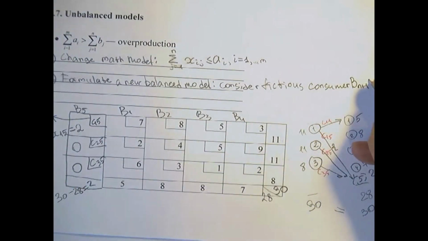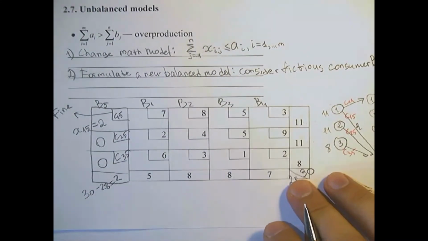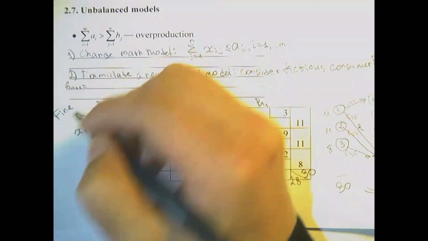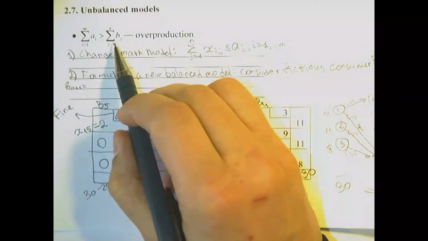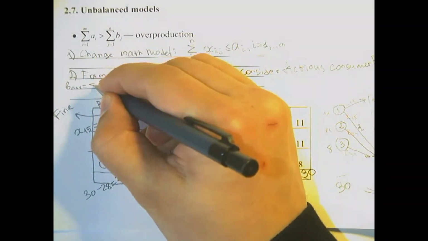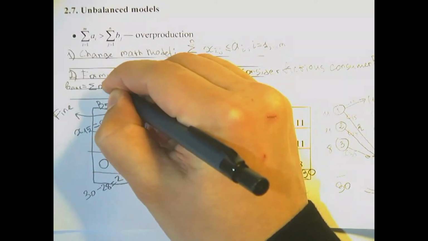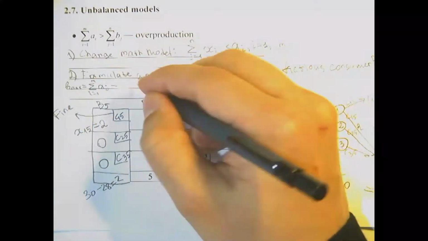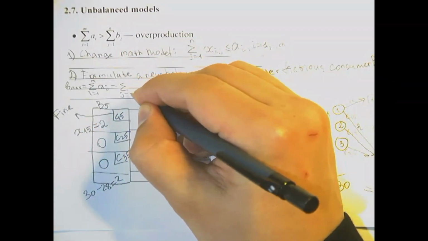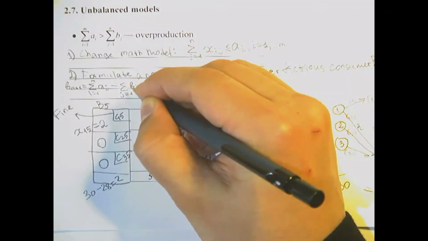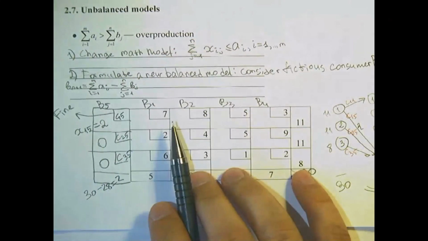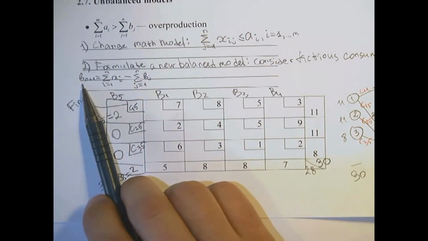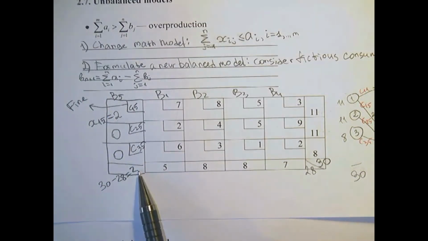Let's consider what the demand is for our fictitious customer. B small N plus 1 is the total production, the sum of A small I when I runs from 1 till M, minus the sum of B small J when J runs from 1 till N. So in our case it was 30 minus 28, and the result was 2.